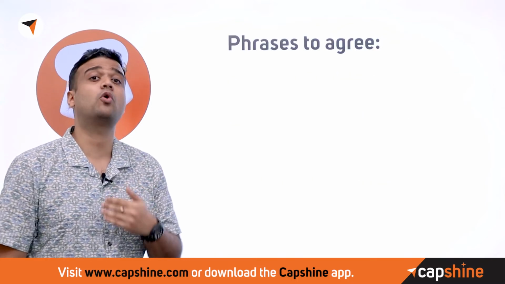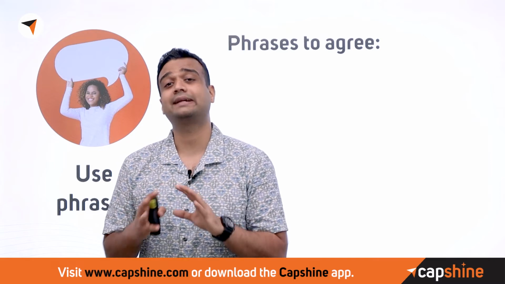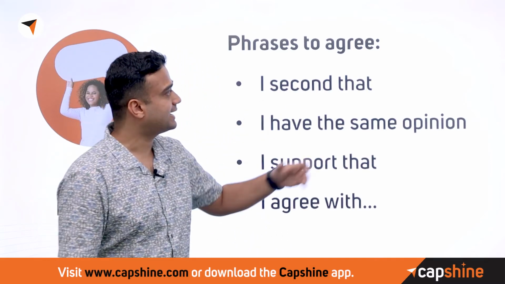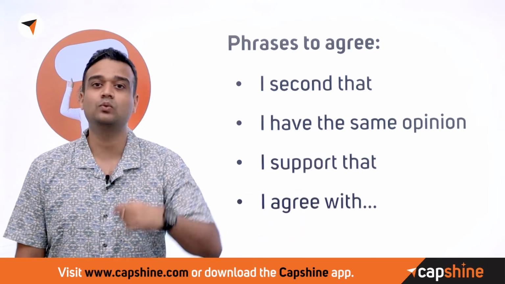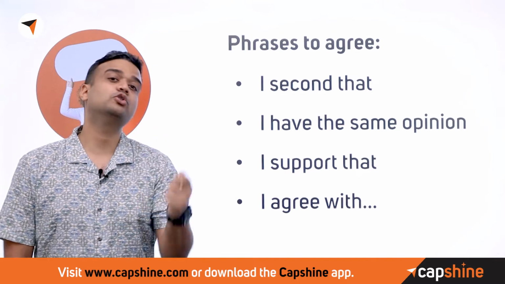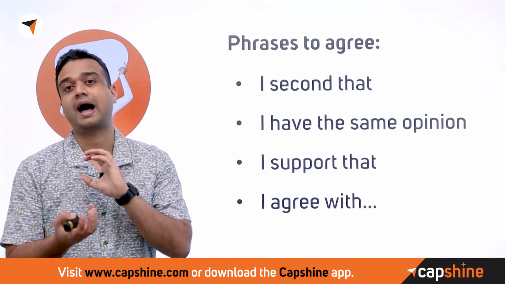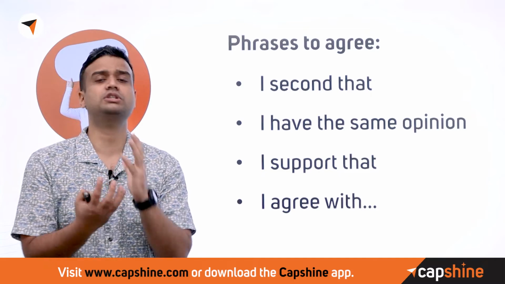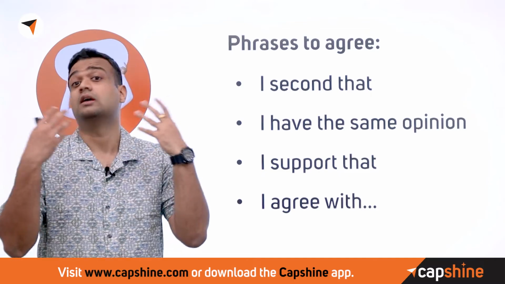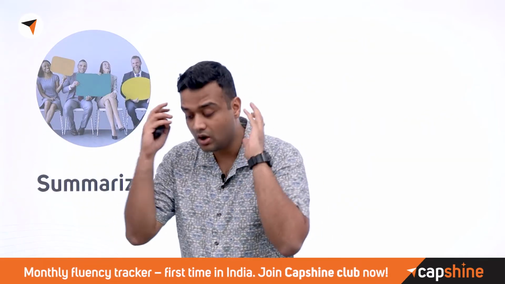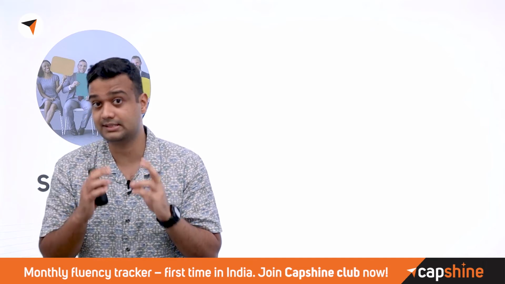You should also use polite phrases when you agree. You don't want to be overly agreeing. It's not about taking sides. It's about coming to a conclusion. That's what GDs are about. So you could say, I second that. I have the same opinion. I support that. I agree with Sanjay, whatever it is. Use these phrases to show how you feel about opinions and also cushion your feelings about it. It's not about how you feel, but rather what the logic dictates, right? And that's very important.